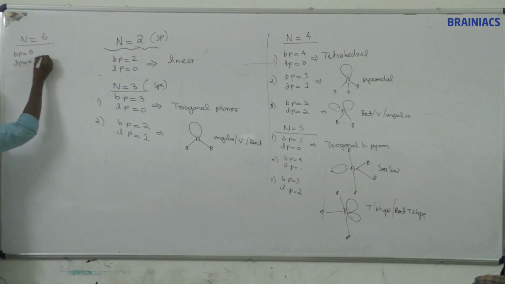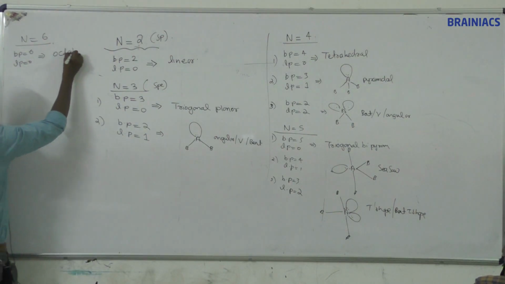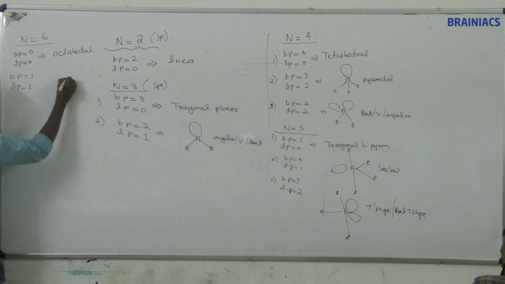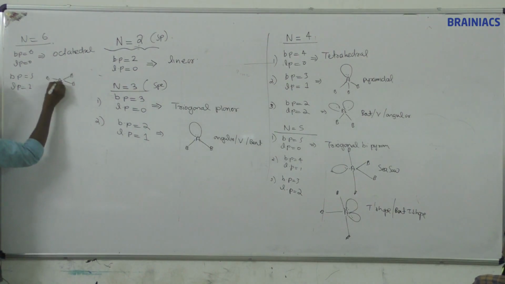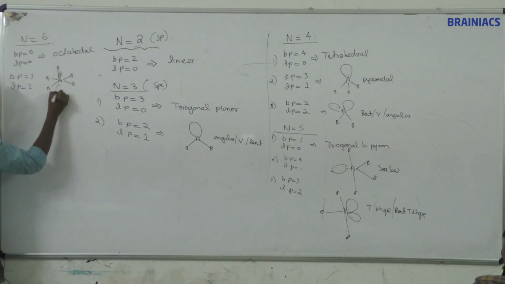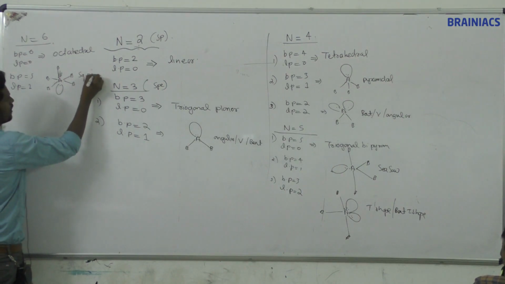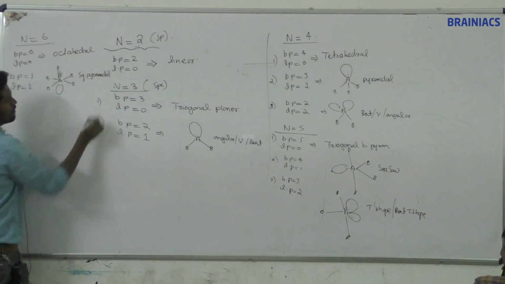And bond pair is equal to 6 and lone pair is equal to 0. So what is the geometry? Octahedral. And bond pair is equal to 5 and lone pair is equal to 1. So what is the structure? A, B and B with the lone pair of electrons. So the structure will be square pyramidal.